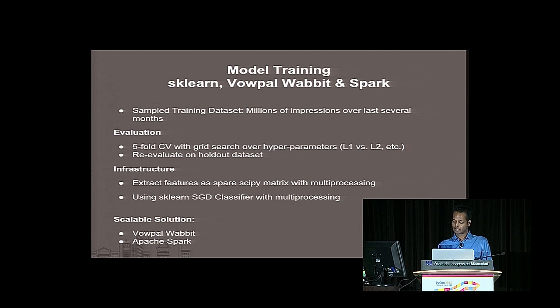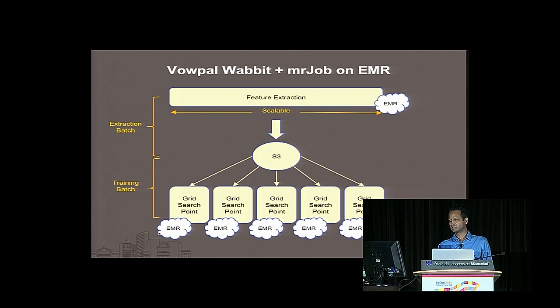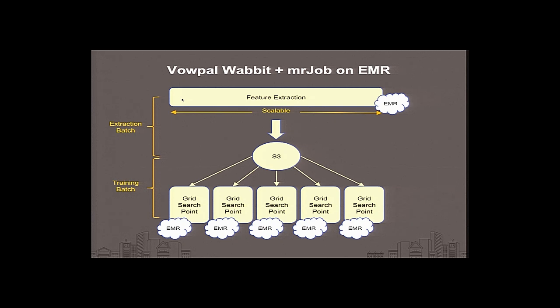Now, the other framework that we are playing with is Vowpal Wabbit. Vowpal Wabbit is another open source framework, really, really powerful, and its beauty is that it's designed to be run in a streaming fashion. We have one job which does the feature extraction, which we have written using mrjob again. Given our past impression data, we extract the features using mrjob and store the feature files in S3.